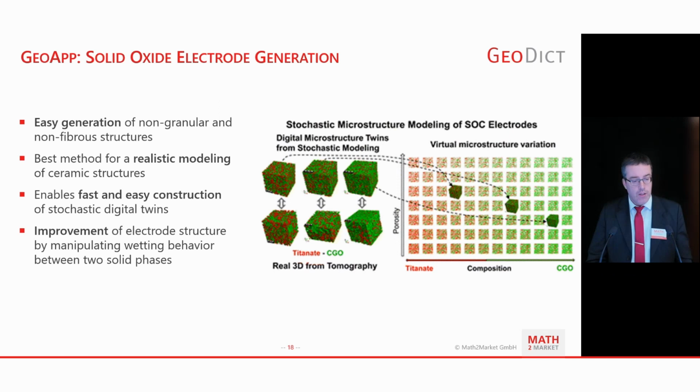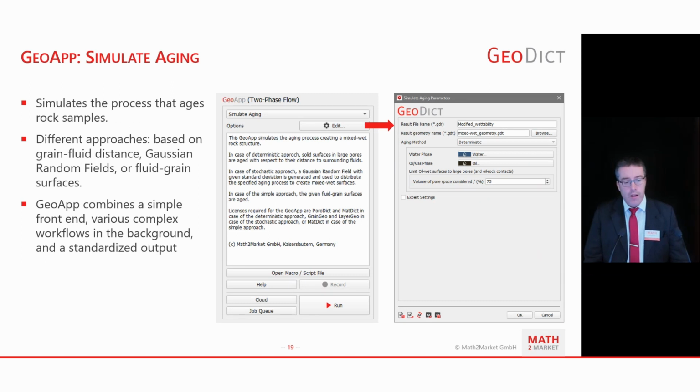But these were now several GeoApps for structure generation. Of course, other workflows too. So here, for example, one GeoApp that simulates the process of aging of rock samples. We have different approaches there. Again, in the middle on the right, you can see the UI and the parameter window. We've already heard a bit about that yesterday. I will show you a bit about that.